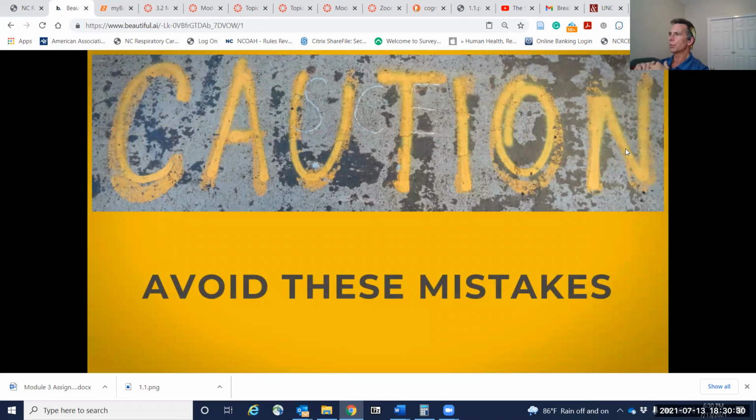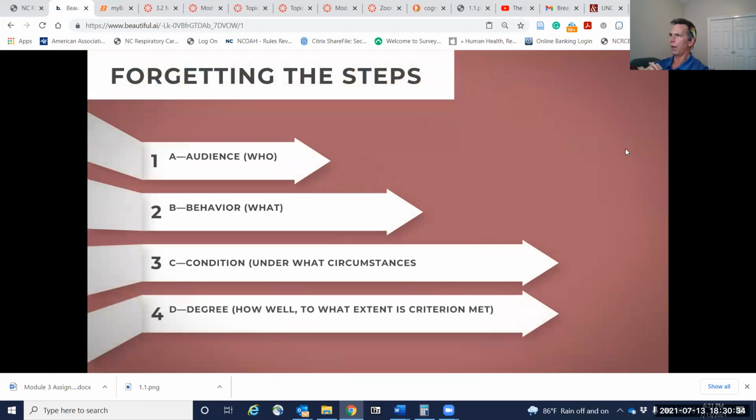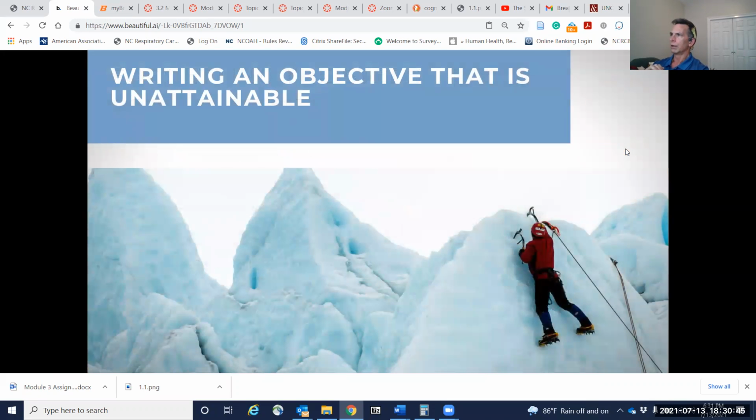So these are some of the things you want to avoid. Not forgetting these steps, number one. Just go back to the basics. Who, what, when, where, how, all of those things makes it simple. And then making an objective that is unattainable. I gave you one that wasn't even written correctly, but could be virtually unattainable because it wasn't written. Can you think of another objective that might be unattainable?